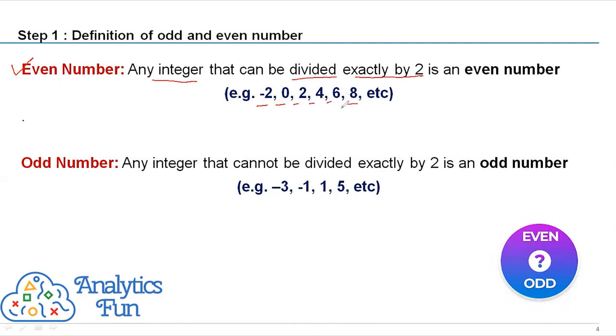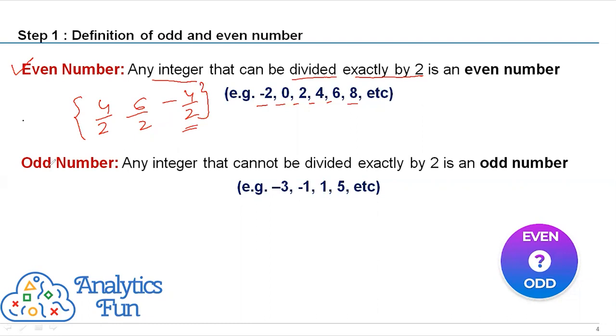When you divide any number by 2, that should not give you any kind of remainder. For example, if you divide 4 by 2, there is no remainder, or 6 by 2. It can be a negative number also, for example, -4 by 2. Okay, so any number which is divisible by 2 is an even number.